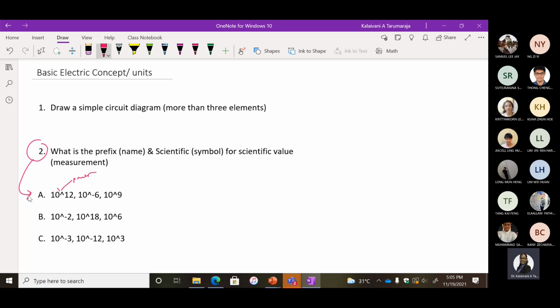Number 1, draw a simple circuit diagram, more than 3 elements. So elements means components.